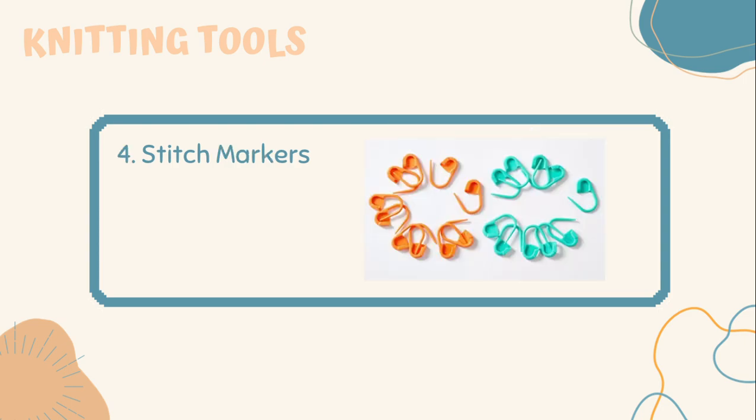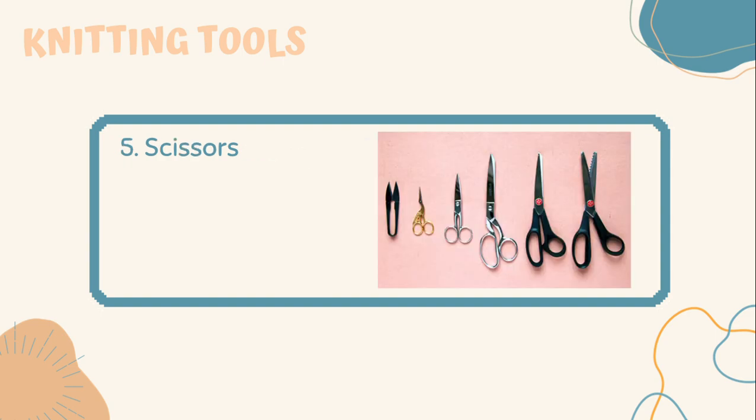Stitch markers. Stitch markers are used to help keep track of the number of stitches in a row or to indicate where a stitch pattern starts or ends. Scissors. In order to cut the excess yarn from your project, you need a pair of scissors. Leave these scissors where you normally do your knitting or in your knitting bag because you never know when you might need them.